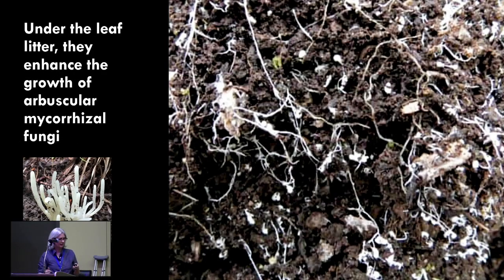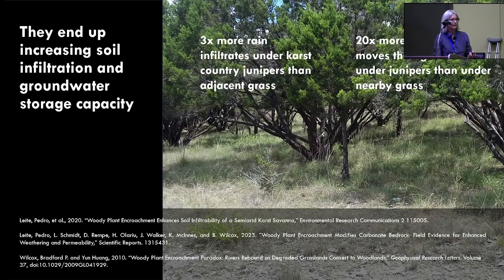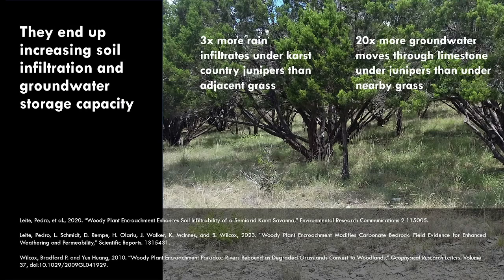Underneath this leaf litter, they enhance the growth of arbuscular mycorrhizal fungi. Now, that is kind of like your first tier of fungi, and live oaks cannot be pioneers because they need the ectomycorrhizal fungi to get going, and they just can't start this by themselves. The little fairy fingers on the left is an example of what it looks like. Arbuscular is more like fairy fingers, and it's not the regular mushrooms or your ectomycorrhizal fungi. They end up increasing soil infiltration and groundwater storage capacity.